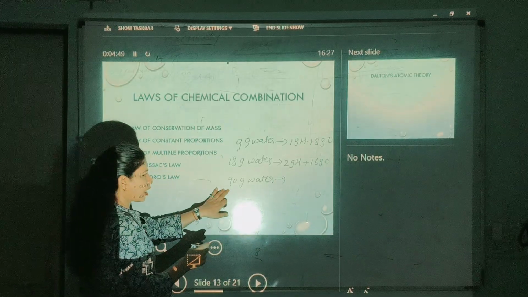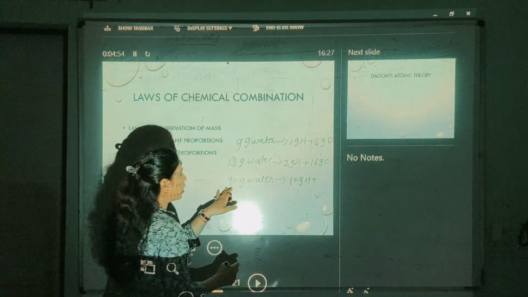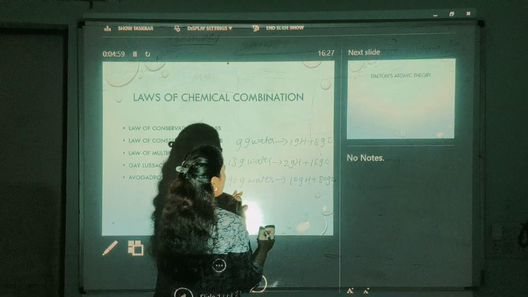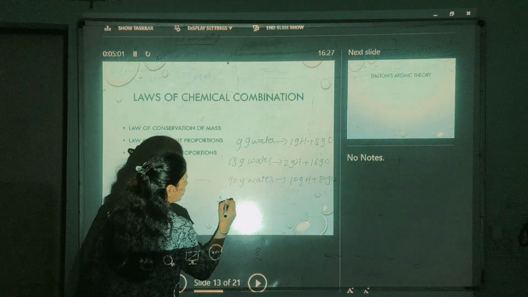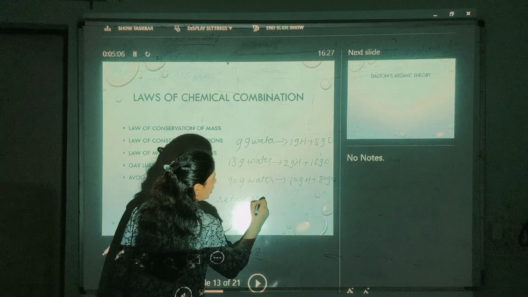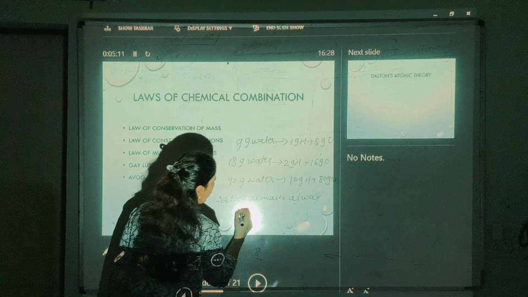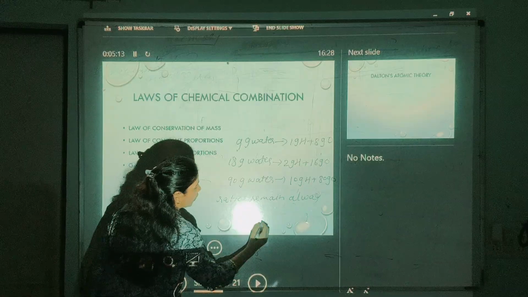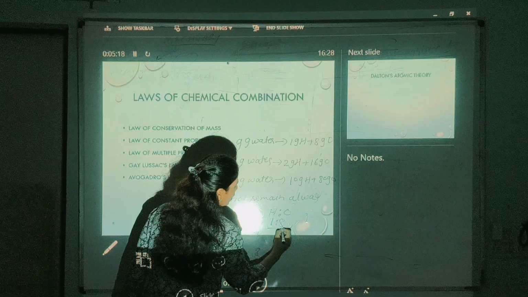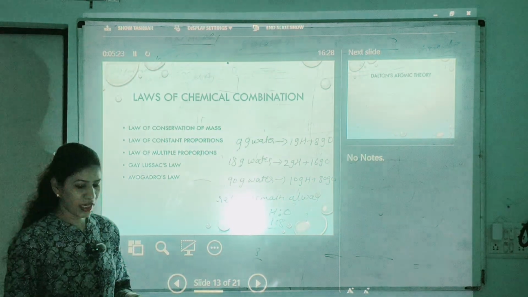here will be 10 gram of hydrogen and 80 gram of oxygen. So here the ratio always remains 1:8. Hydrogen to oxygen is 1:8. It will never change. Okay, see, coming to the next point.